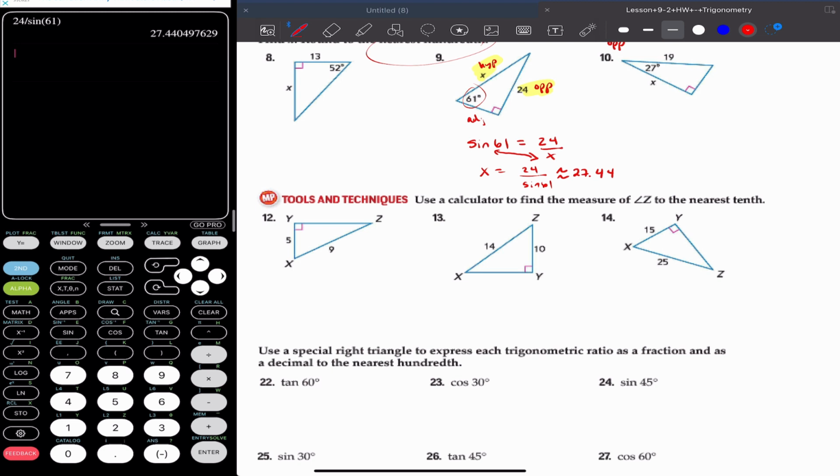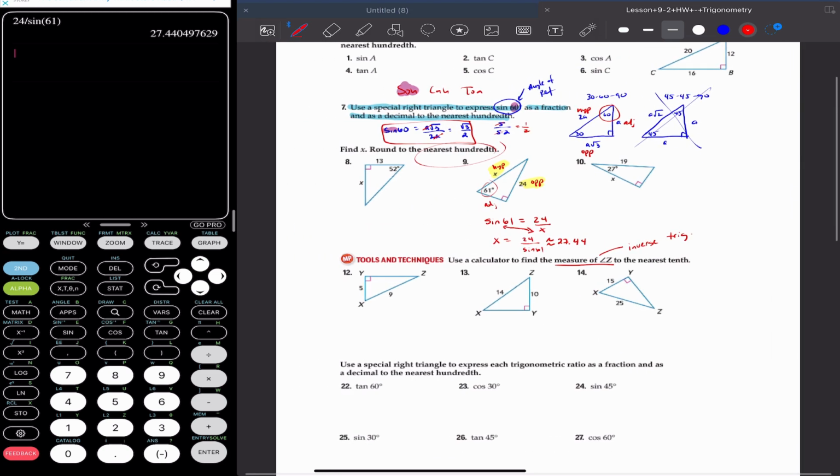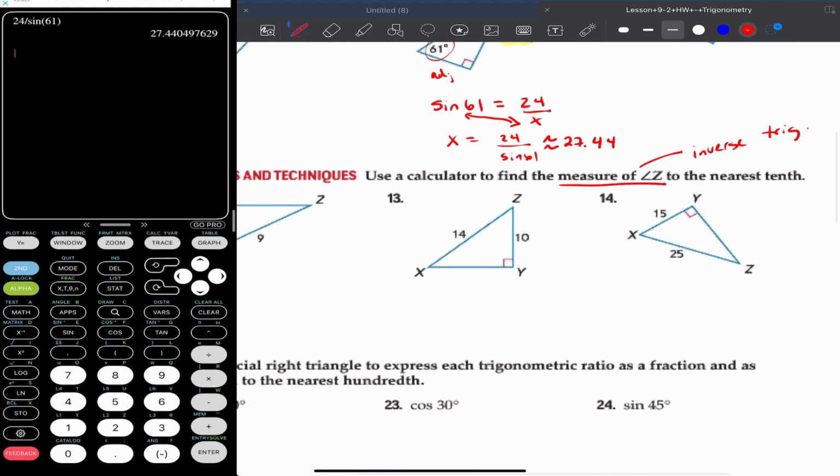12 to 14. Use a calculator to find the measure of angle Z to the nearest tenth. If you're asked to find the measure of an angle, you're going to use the inverse trig function. I'm going to do, let's see, I'm going to do number 13. Why not?